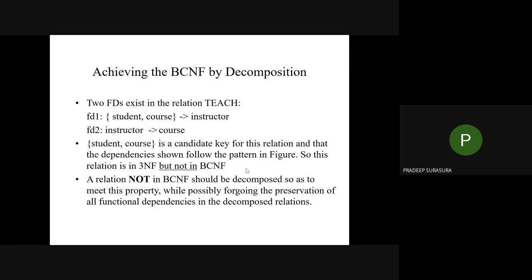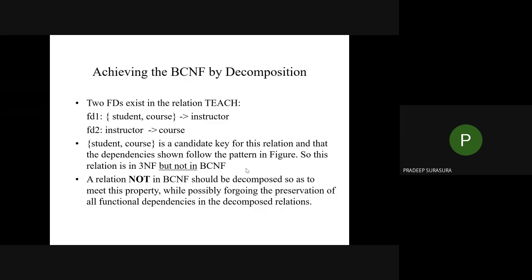To do this, two FDs exist in the relation Teach: student, course determines instructor, and instructor determines course. In this case, you observe student and course together form the key which determines instructor. Now, instructor determines course means instructor is a non-prime attribute, but course is a prime attribute, so that certainly satisfies 3NF but not BCNF. Understanding? Student and course determine instructor. Now instructor is a non-prime attribute, course and student are prime attributes.